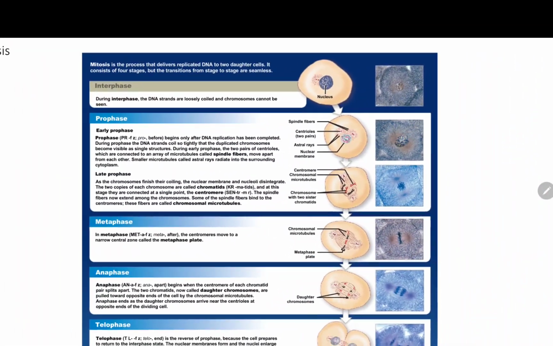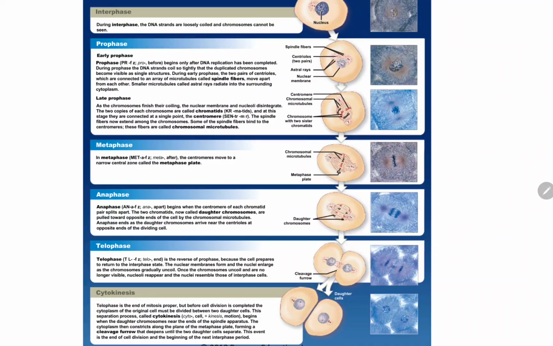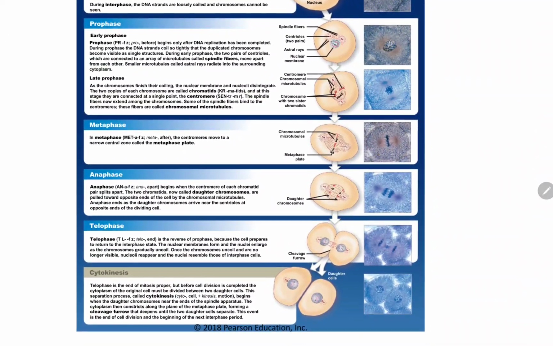Interphase, DNA strands are loosely coiled, chromosomes can't be seen. Prophase, right, is the prophase. This is where that nuclear envelope starts to deform, goes away. The centrosomes start to have their centrioles attach those spindle fibers to the centromeres. These chromosomes, they start to condense. Now we can see them, things like that.